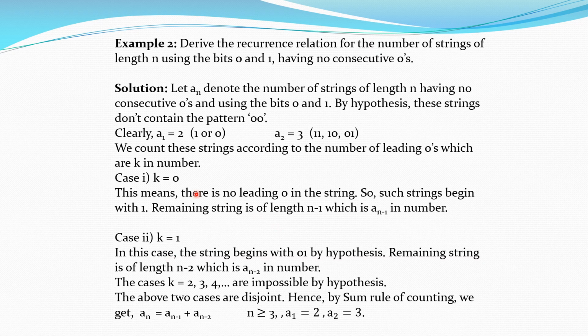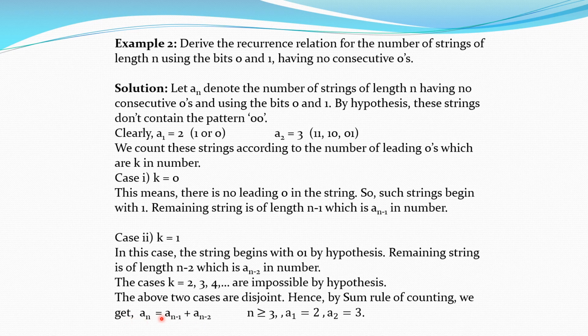Now here, in the first case all the strings are starting with 1, and in the second case all the strings are starting with 0, 1. So nothing is common. So how many total ways are there of forming a string of length n satisfying the given conditions? By the sum rule or addition principle, the answer is a_n is equal to a_{n-1} plus a_{n-2}. Again, if you observe here, a_n depends on the previous two terms. So from the third term onwards, we can find all the terms if the first and second terms are given.